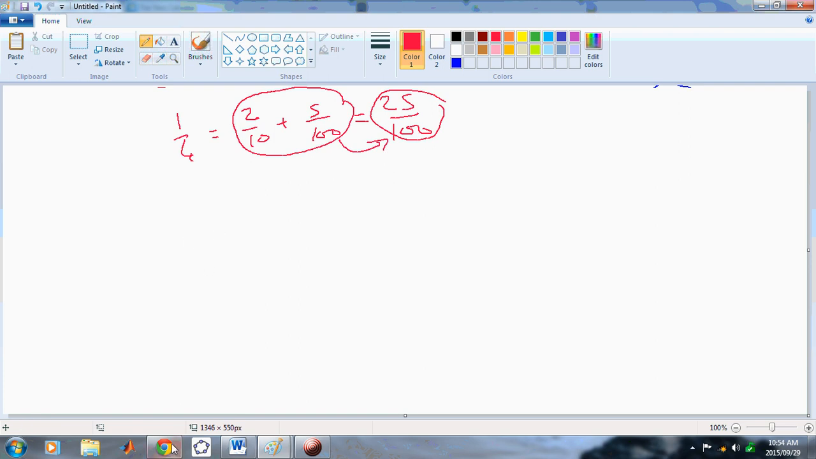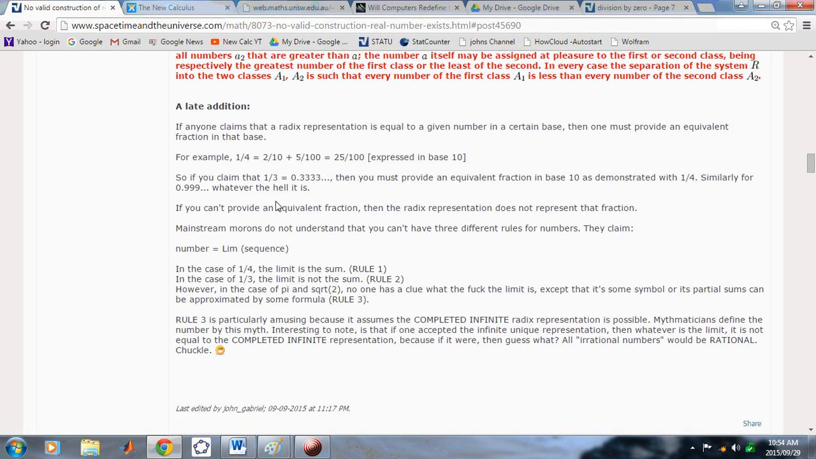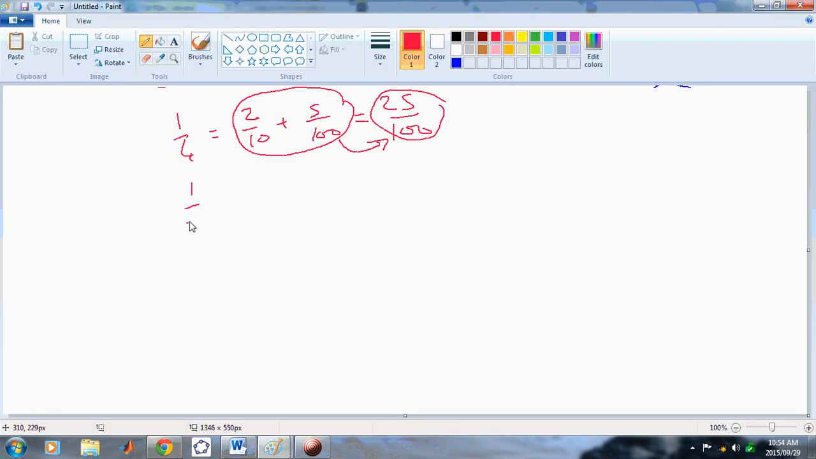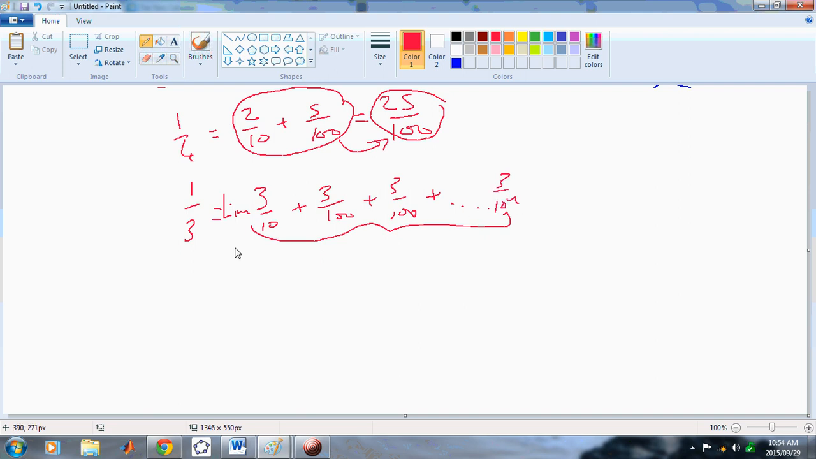That's true. In the case of a third, so let's go back to the case of a third. If we have a third here, that's 3/10 plus 3/100 plus 3/1000 plus ... In this case here, a third is not equal to the actual sum. It's equal to the limit of the series as n goes to infinity, right? And so a third is not actually equal to the sum, but the limit.